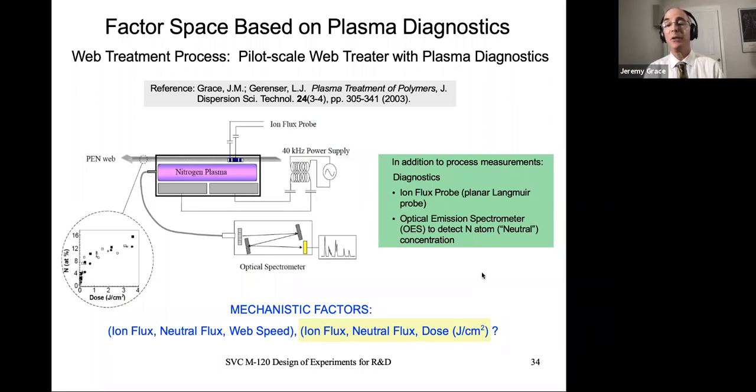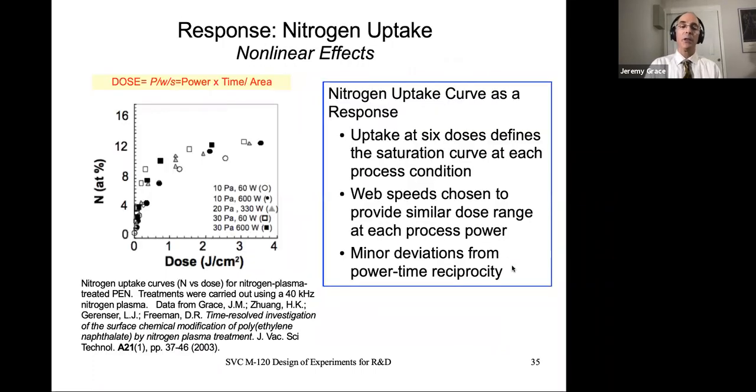And this should sound familiar based on that first simulated experiment that I discussed. So now we have some mechanistic factors, ion flux, neutral flux, and this web speed, which we now understand is not a good one, right? So we'll fold that one into dose. And we could imagine that the effects of ion flux and neutral flux might be impacted by how we obtain the dose. But there's more to the story.